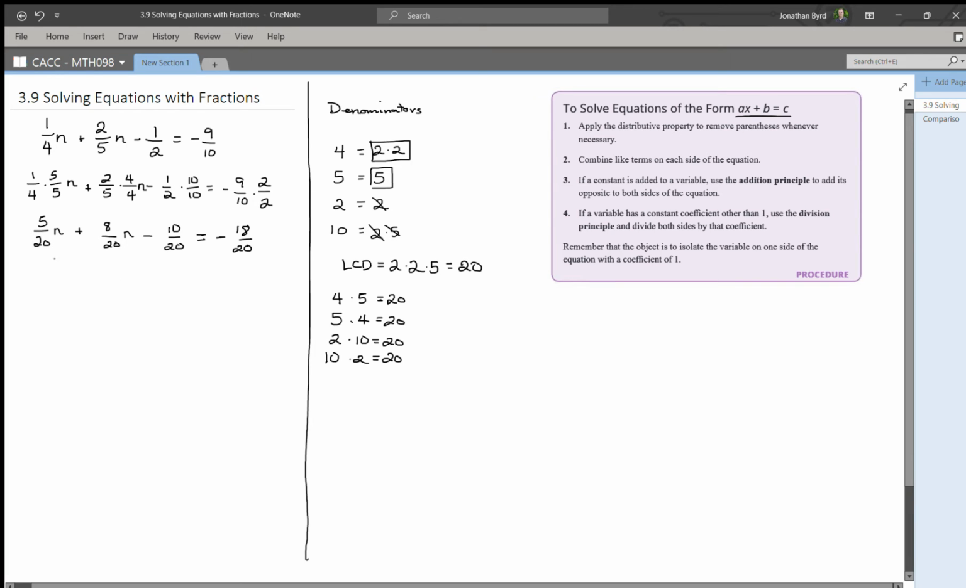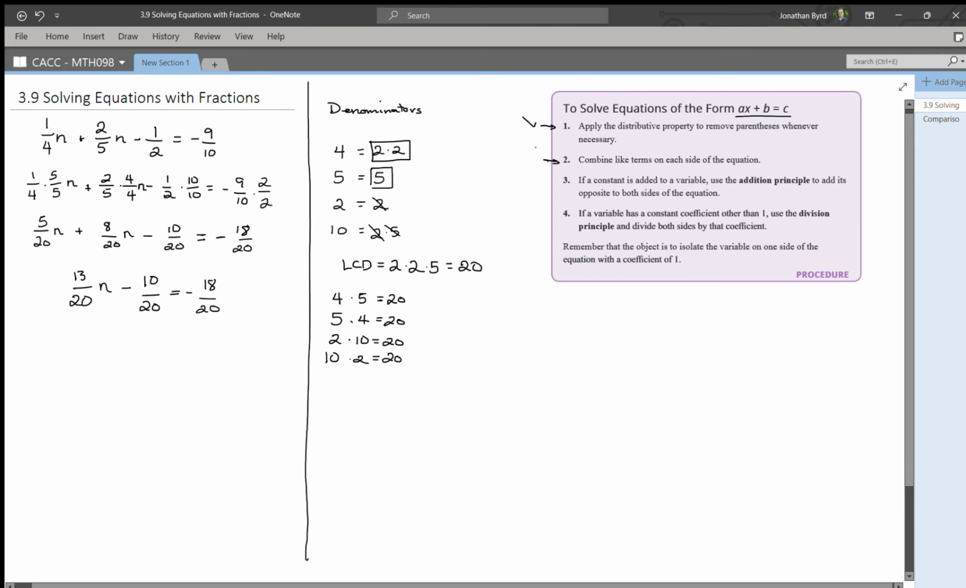Okay, so it says apply the distributive property, remove parentheses. That's step one. We've done that. Now, combine like terms on each side of the equation. Well, I do have two terms within, and so I can combine those into a single fraction. Since the fractions have the same denominator, I can just carry the denominator over and add the numerators. 5 plus 8 is 13. So 13 over 20n minus 10 over 20 equals negative 18 over 20.